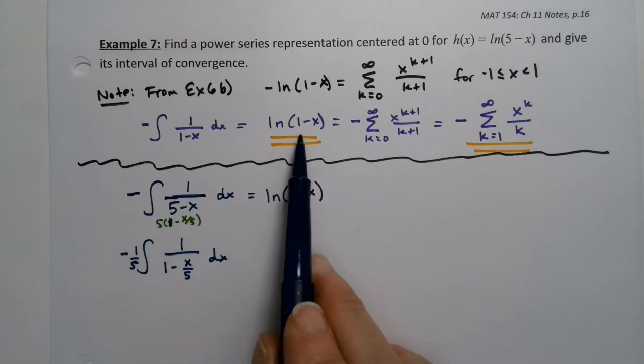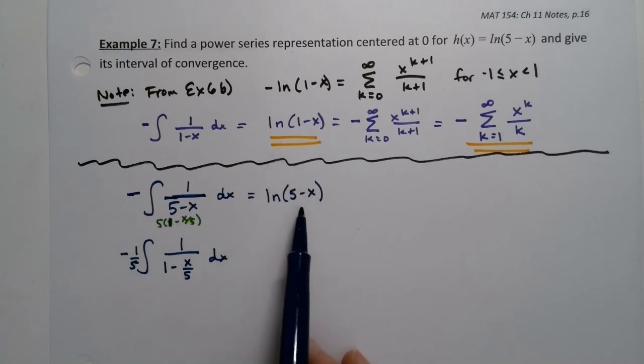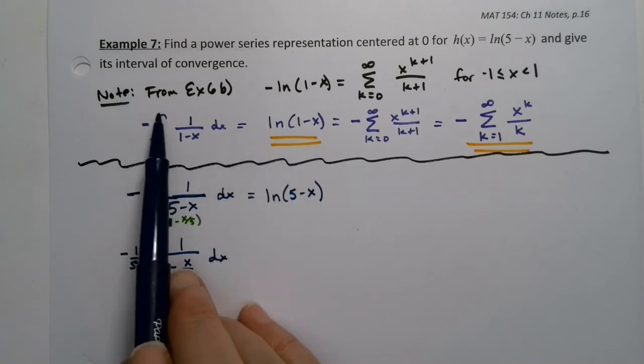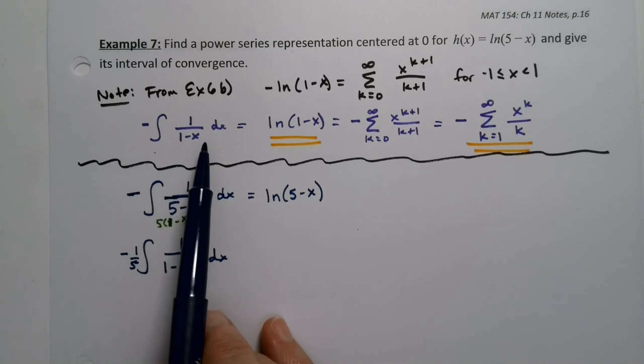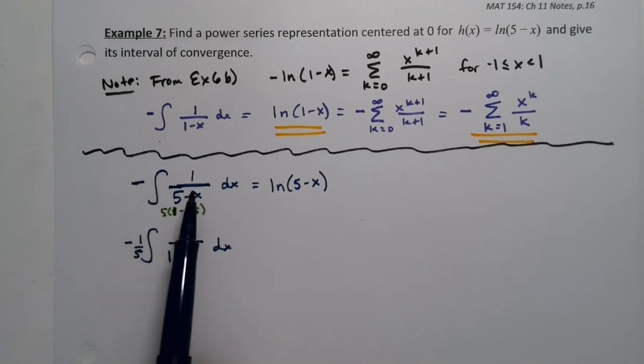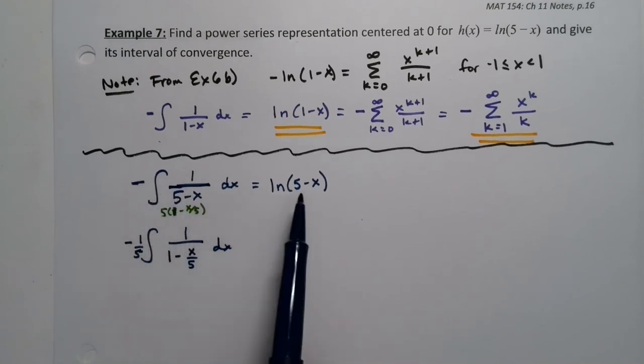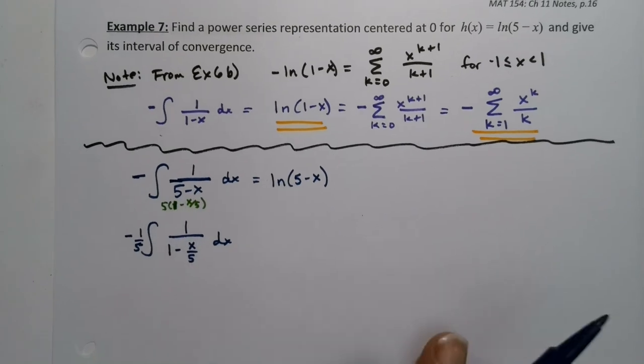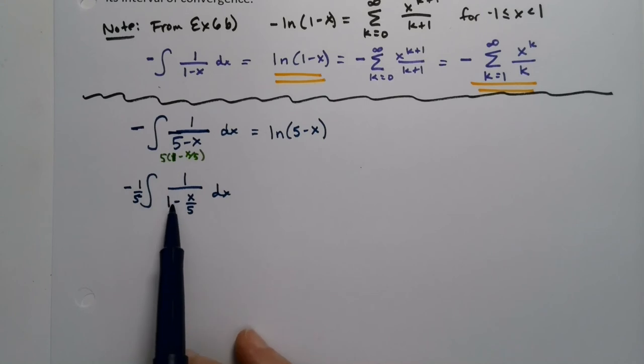So I look at natural log of 1 minus x. I think, that's similar to natural log of 5 minus x. So I found the natural log of 1 minus x by taking the negative integral of 1 over 1 minus x. So I'll just take the negative integral of 1 over 5 minus x. And by the way, this will work. If you integrate this, you'll have this, right? But I can change this form into something that's a little bit more comfortable for me.